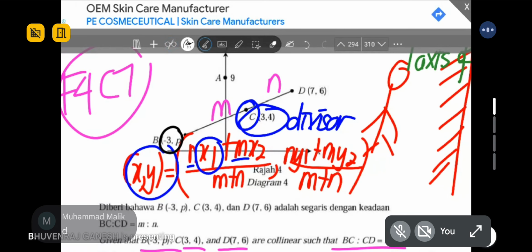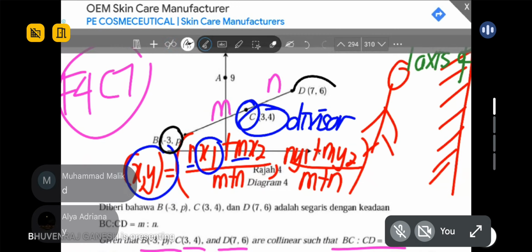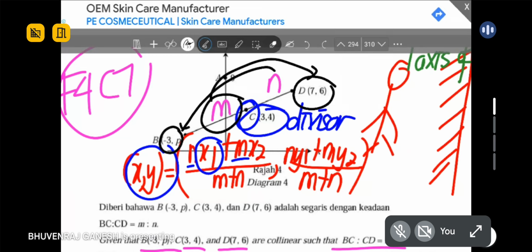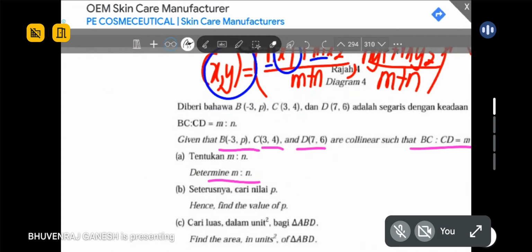What value? Okay, correct. So you must remember, guys, when you use this formula, you must cross the ratio always. Ingat, silang nisbah dia. Maksudnya N darab dengan negatif 3, M darab dengan 7. Faham? Kamu kena ambil koordinat yang bertentangan dengan nisbah. You choose the coordinate that is opposite to your ratio. Are you clear, guys? So this is how you solve.